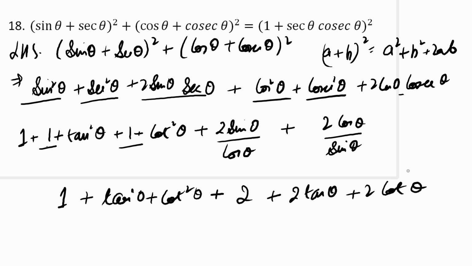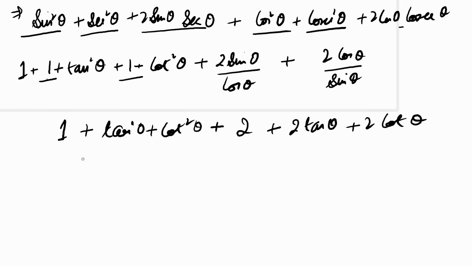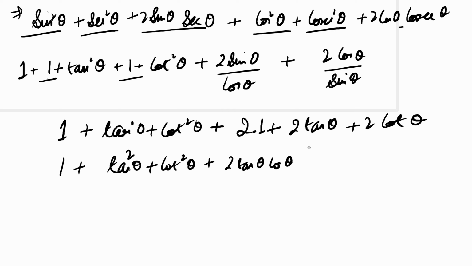Okay, so this will become 1 plus tan square theta plus cot square theta plus 2 tan theta cot theta. Now you need to understand that tan theta into cot theta is 1. It is just 1. So I am multiplying 2 by 1, which is basically nothing, and then 2 tan theta plus cot theta. Now this is a neat trick over here.